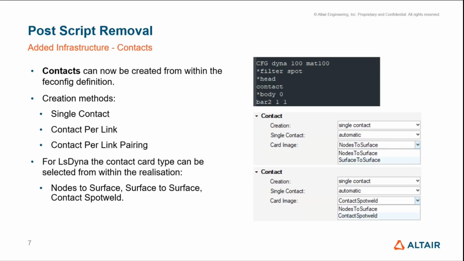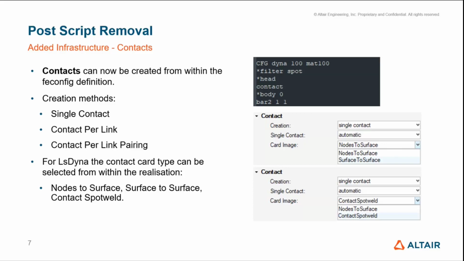So single contact per link pairing. So you've got those different methodologies for contact creation. Specifically for LS Dyna, because it was the only one that was appropriate, but we've got the ability now, you can specify whether it's a node to surface type, surface to surface, or contact spot weld type. So you can actually control the contact card for your contacts being created.